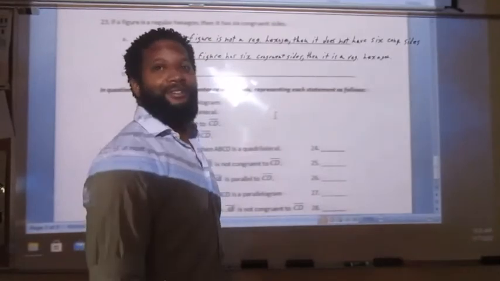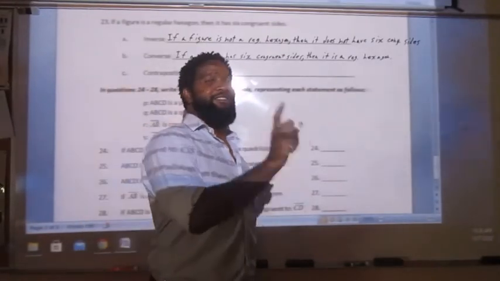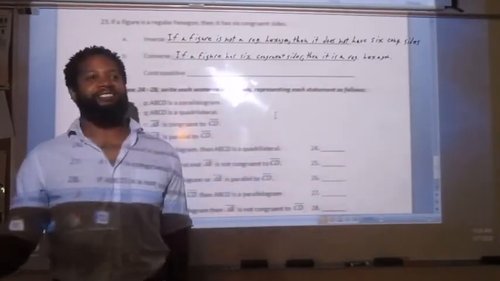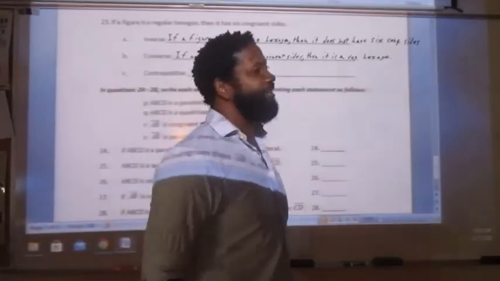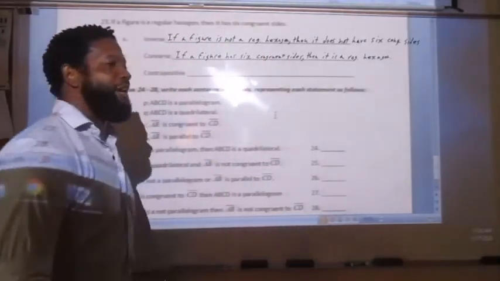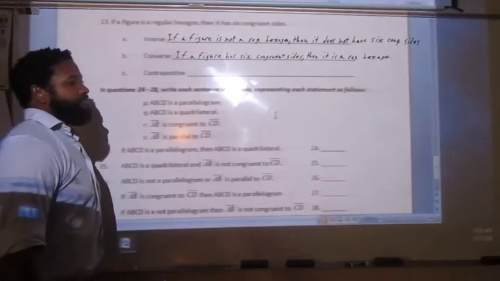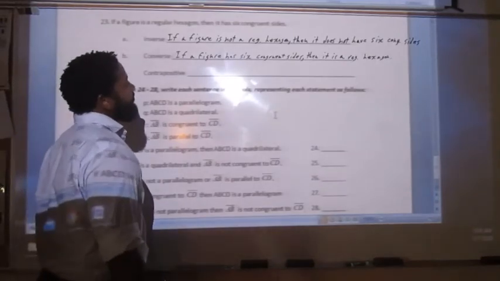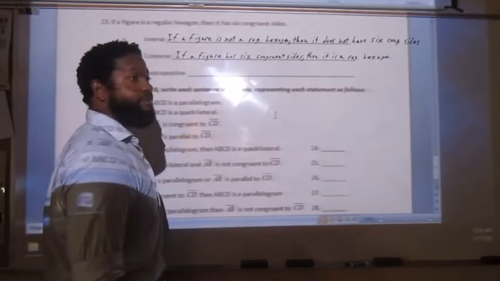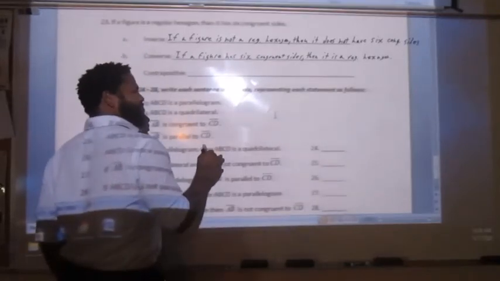Contrapositive. Hold on. Go ahead, Wasserman. I'm pretty sure I'm gonna get this wrong, but try it out. If it does not have 6 congruent sides, then it is not a regular hexagon. That is correct.